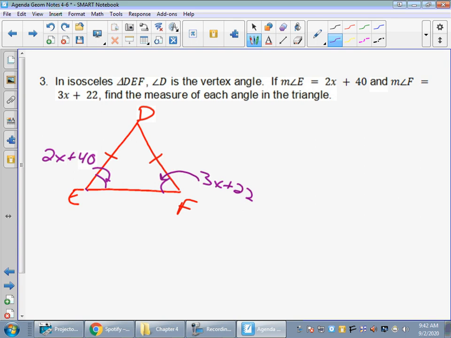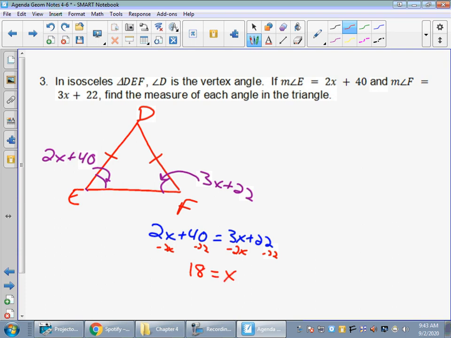Okay, so now we can figure this out by saying those 2 angles have to be equal, so I can set them equal to each other and say that 2x plus 40 equals 3x plus 22, and I can do algebra to solve those. So I'm going to subtract 2x from both sides. I'm also going to subtract 22 from both sides, and that's going to give me 18 equals x. So x equals 18.